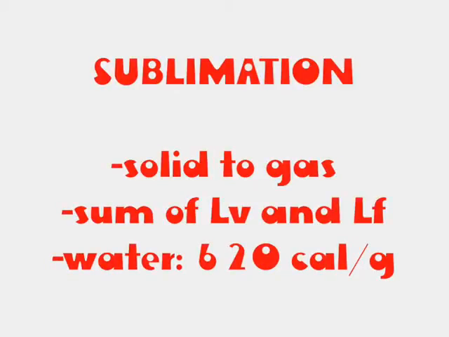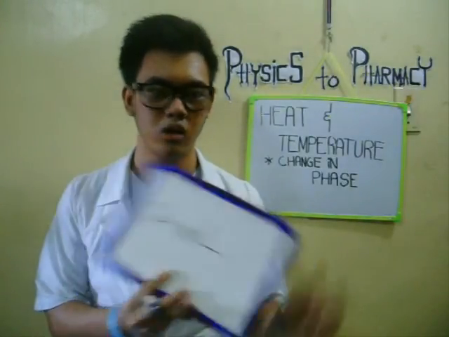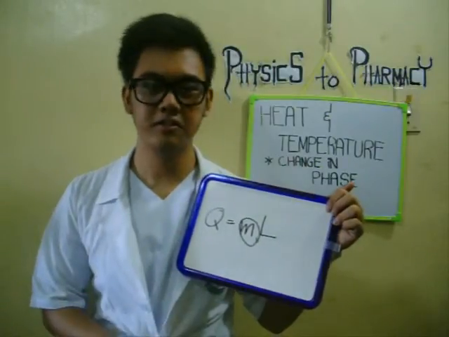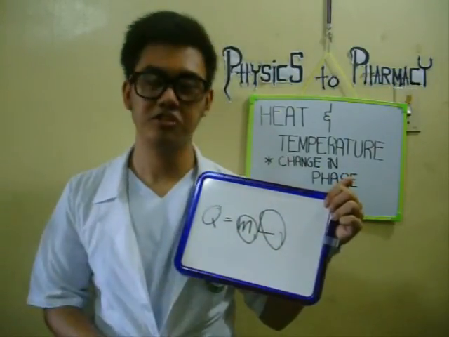Sublimation is the change from solid to gas without passing through the liquid state. The heat of sublimation is the sum of the heat of fusion and heat of vaporization. The heat of sublimation of water is 620 calories per gram at 0 degrees Celsius. For us to get the heat required, we'll make use of the formula, where M is the mass and L is the latent heat.